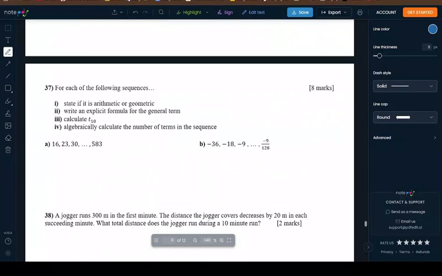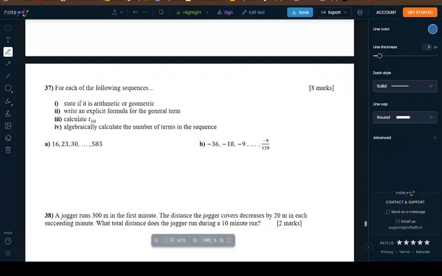And the last part, the discrete function. State if it's arithmetic or geometric. Write an explicit formula for the general term. Calculate T10. Algebraically calculate the number of terms in that sequence.